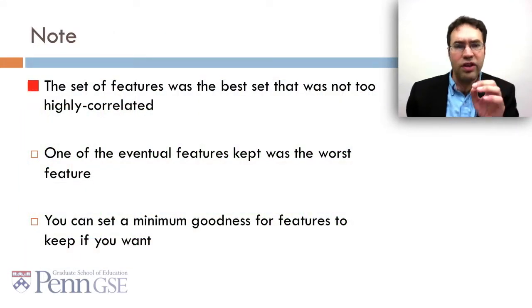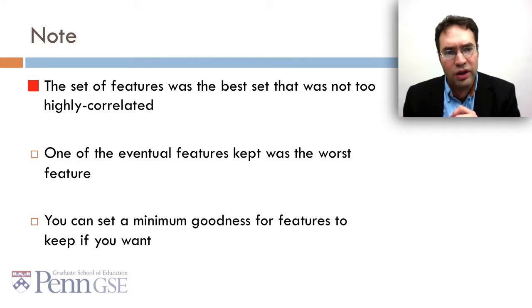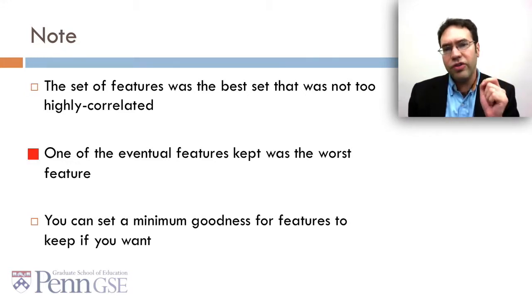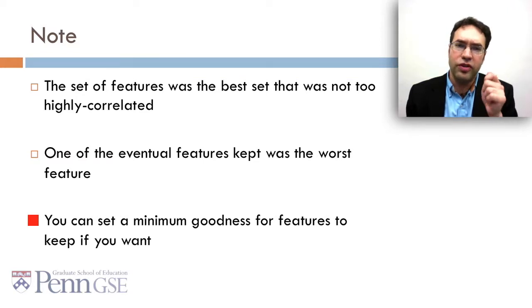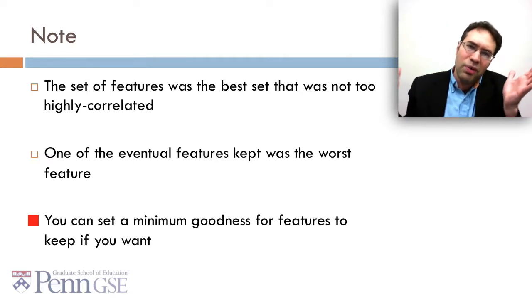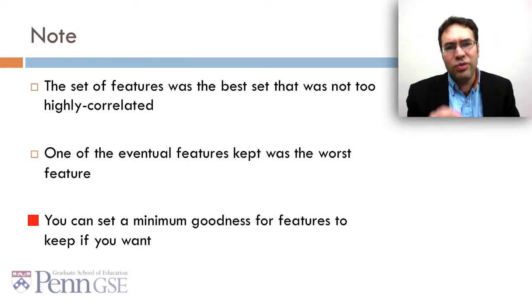Now note, this set of features was the best set that wasn't too highly correlated. But one of the eventual features kept was actually the worst feature out of the 6. You can set a minimum goodness for features to keep if you want. In this case, if you look back, you'll notice that f had a correlation of 0.32. Not so shabby, so it's probably worth keeping anyways. But the point is, this procedure is going to take the best set that aren't too highly correlated to each other, which means you're going to keep some that are worse than the ones you throw out. Is that clear?